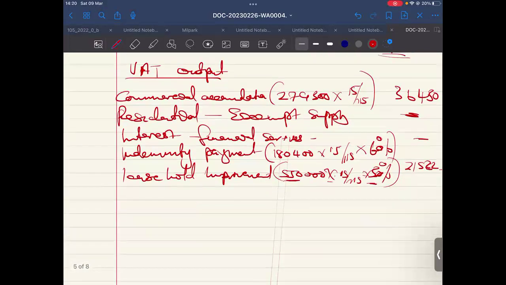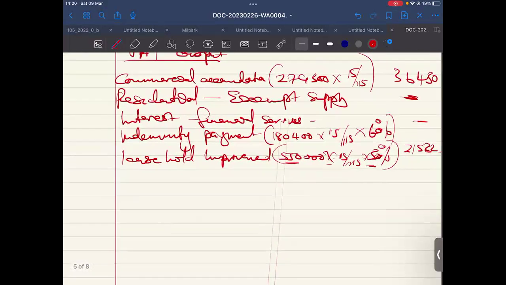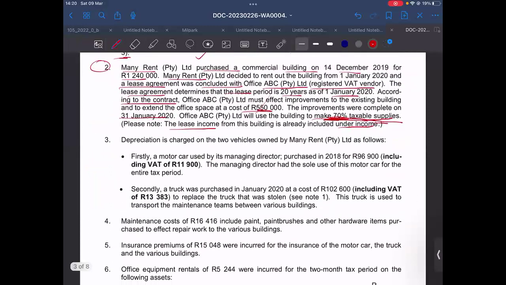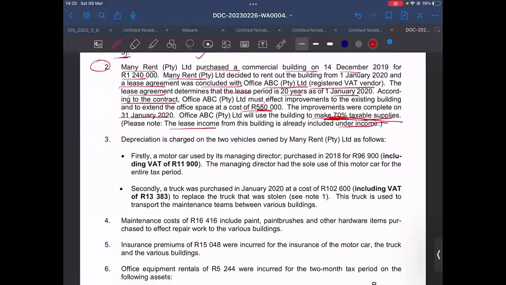It's just a straightforward principle, but don't stress much if you don't know. Remember, we're looking for fringe benefits. No fringe benefit there. Then depreciation is charged on 2 vehicles owned by Main Rent as follows. First car, a motor car used by its managing director, purchased in 2018 for 96,900, including VAT of 11,900. The managing director had the sole use of this car for the entire tax period. So this is a fringe benefit we are looking for.